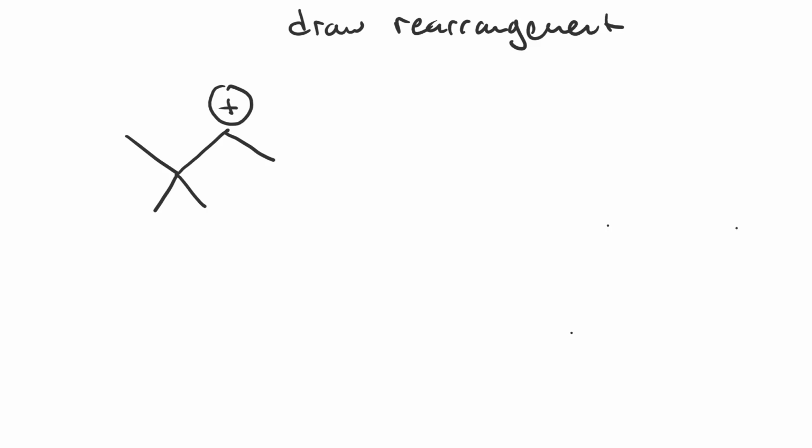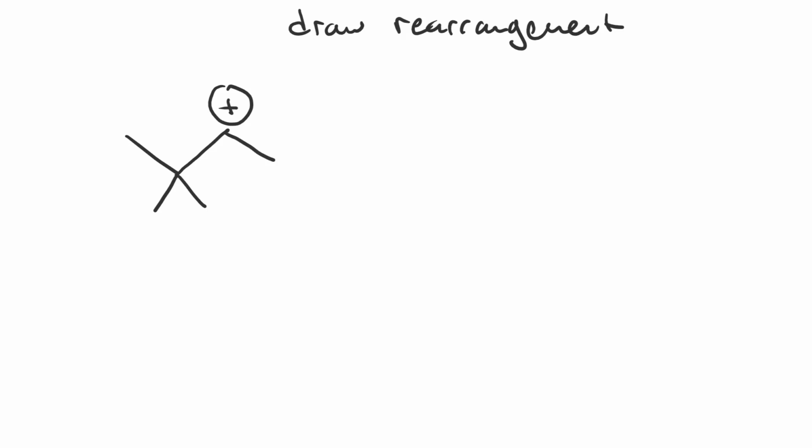Can you draw the rearrangement for this carbocation? Go ahead and draw the molecule on your paper. Then determine if it's possible to rearrange it to give you a more stable carbocation. Draw the curved arrows and the result. Pause your video now and do it. Have you got the answer?